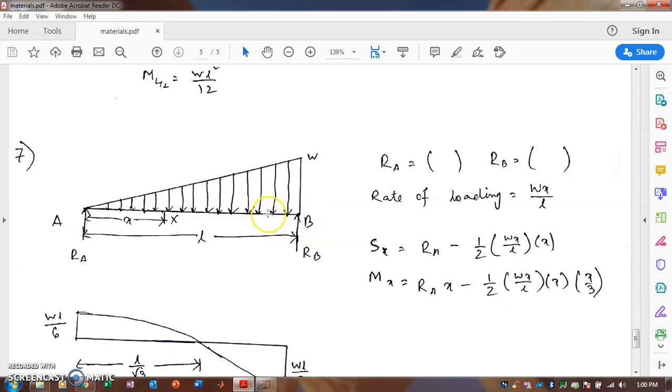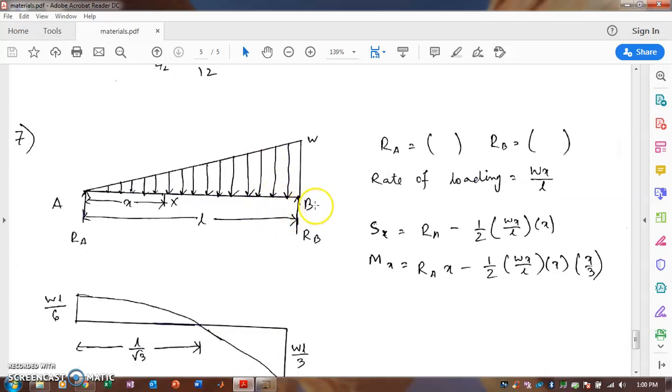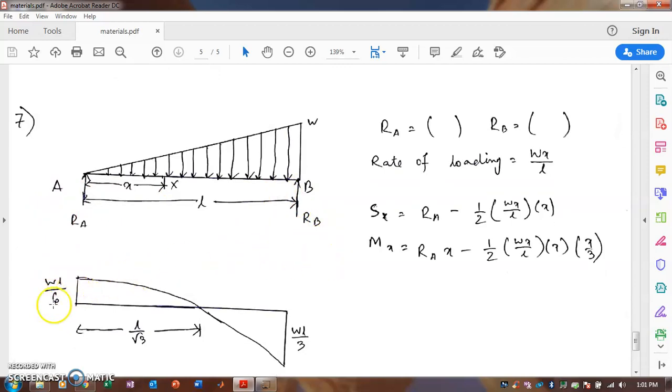Okay, so the moment is total load into distance L by 3. So you can get the value of Ra. It will be WL by 6. Similarly, subtracting this value from the total downward load, that is half into W L, the value of RB will be WL by 3. So Ra will be WL by 6 and RB will be WL by 3.